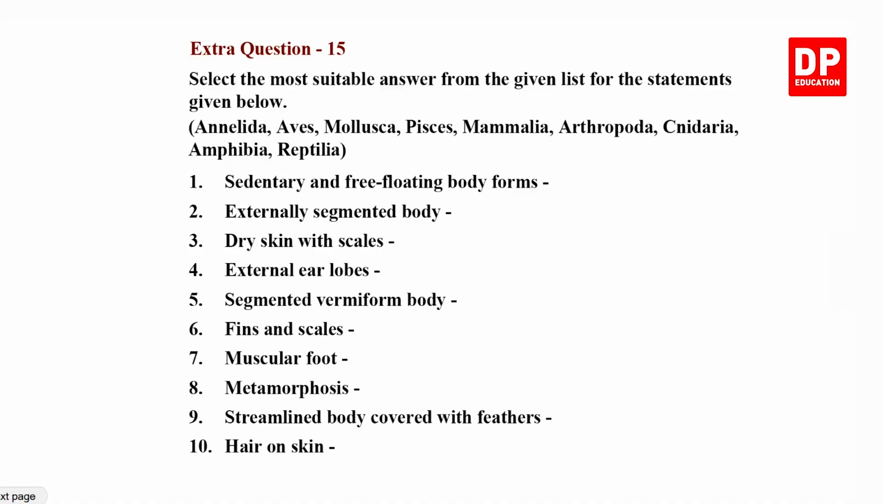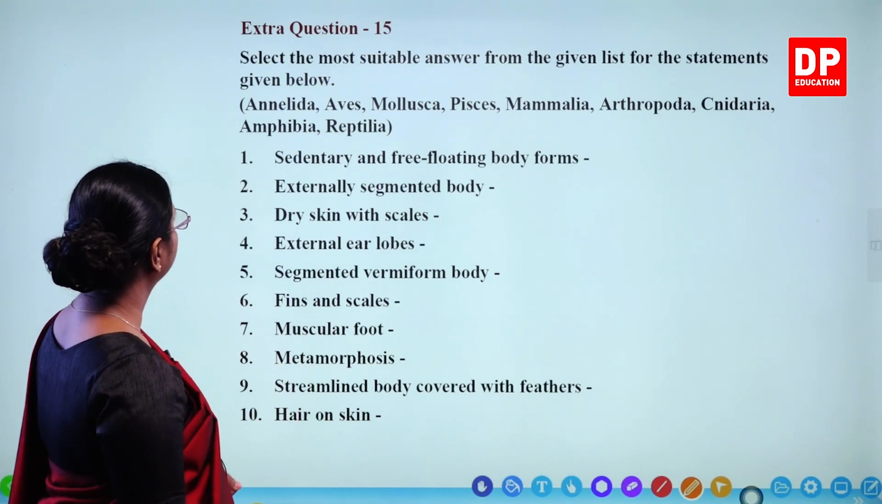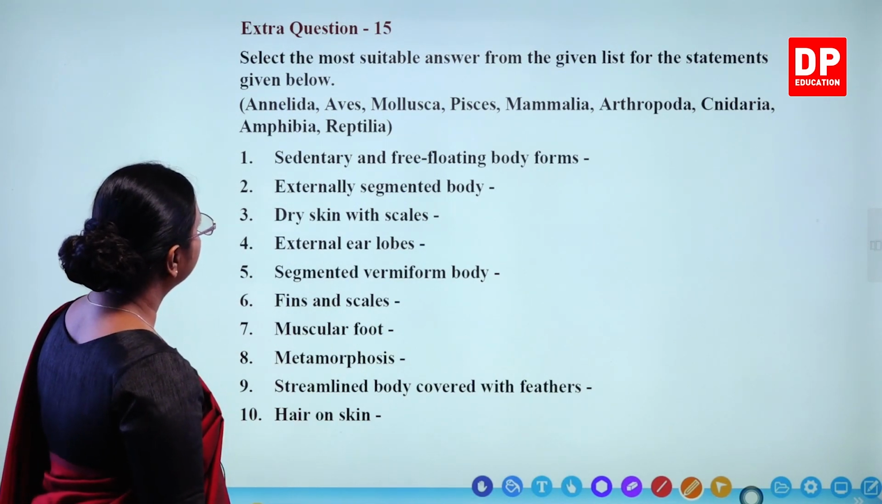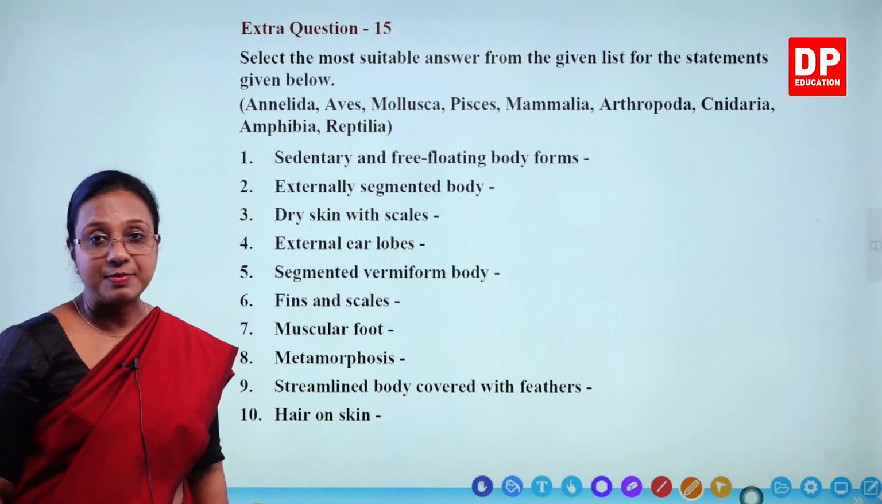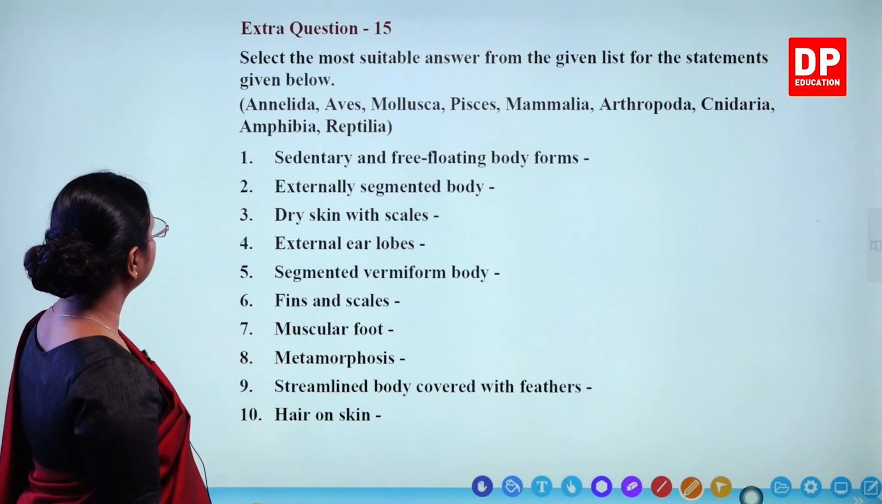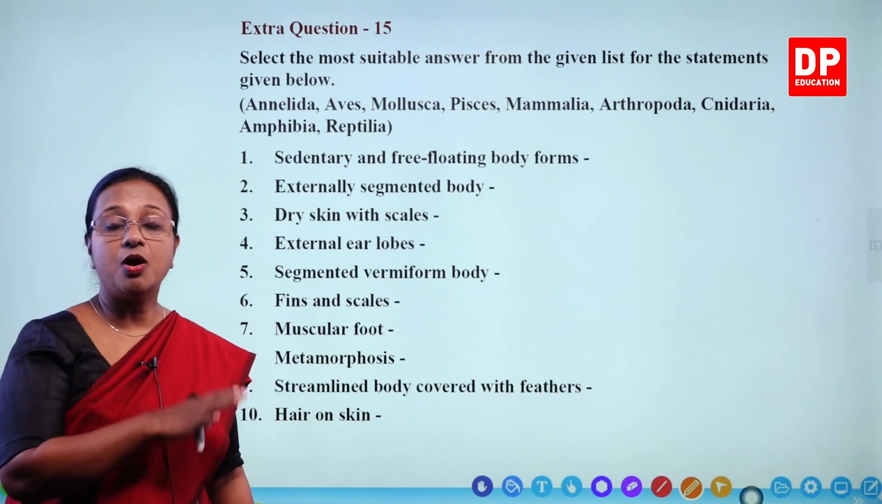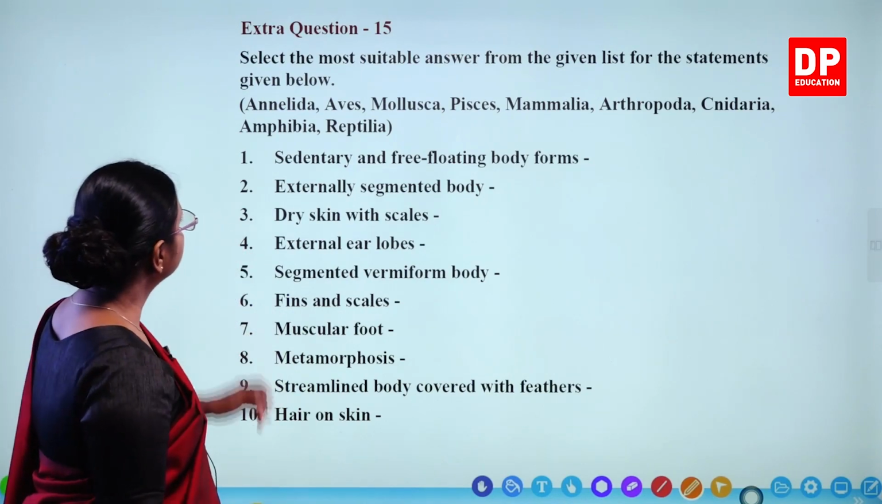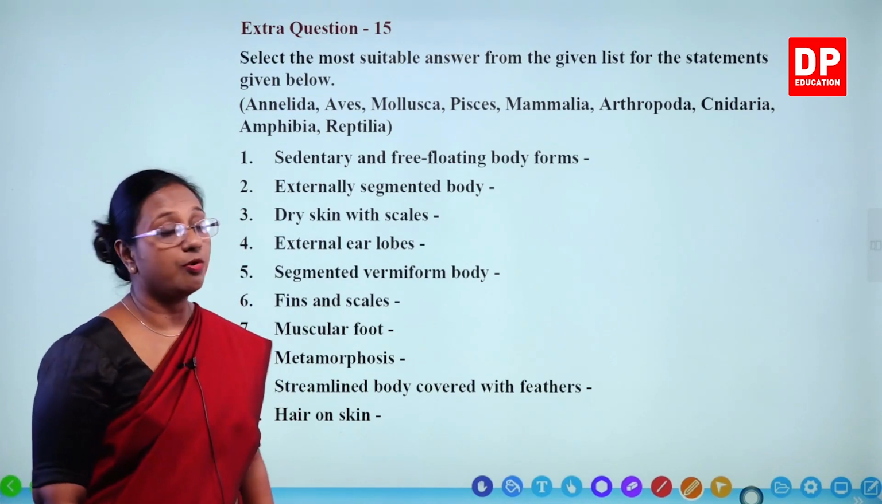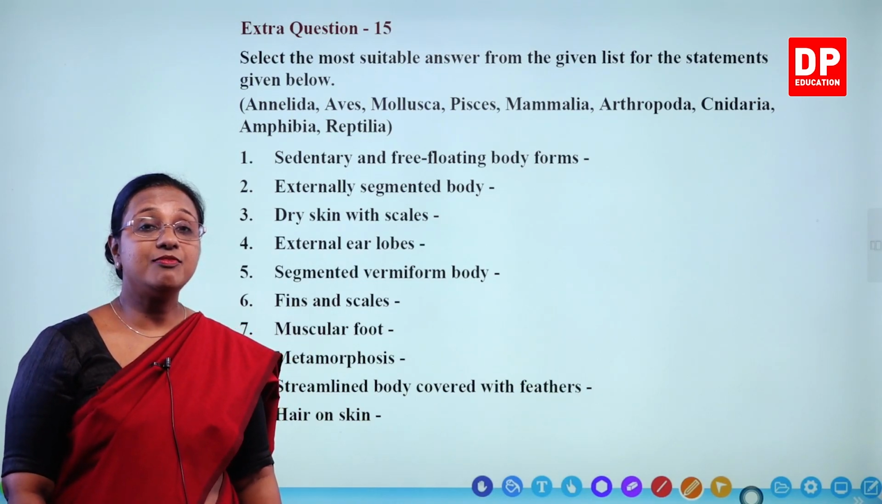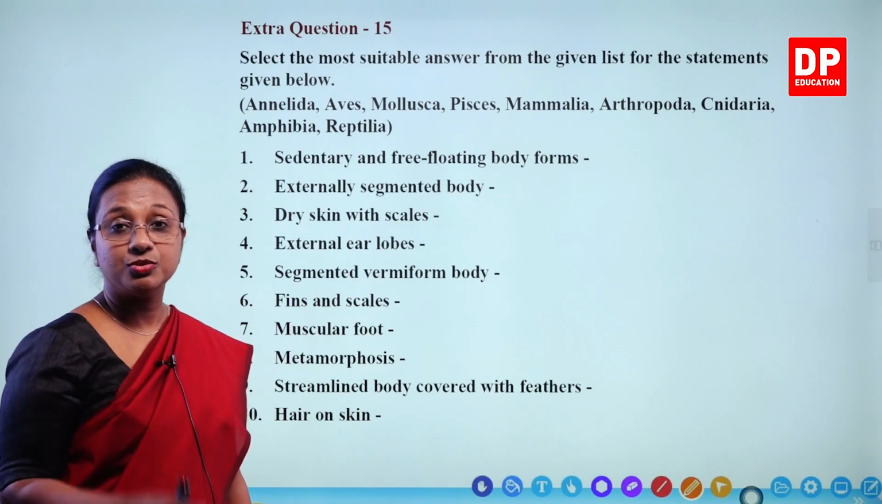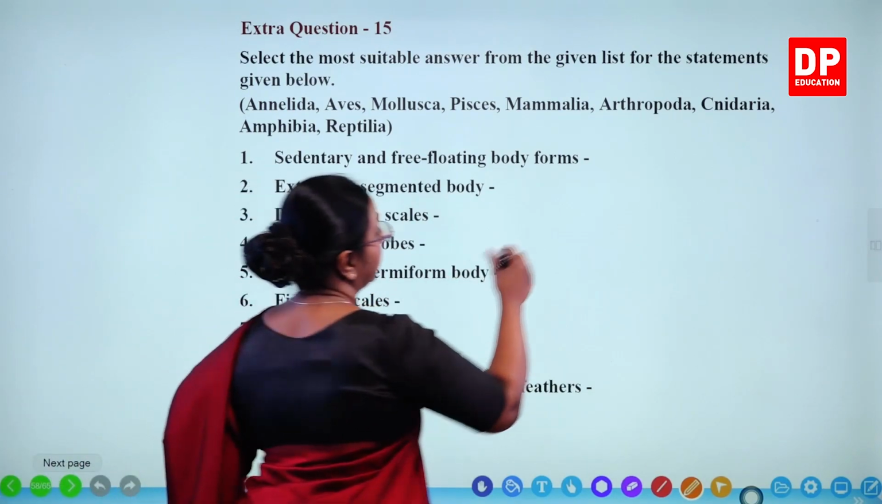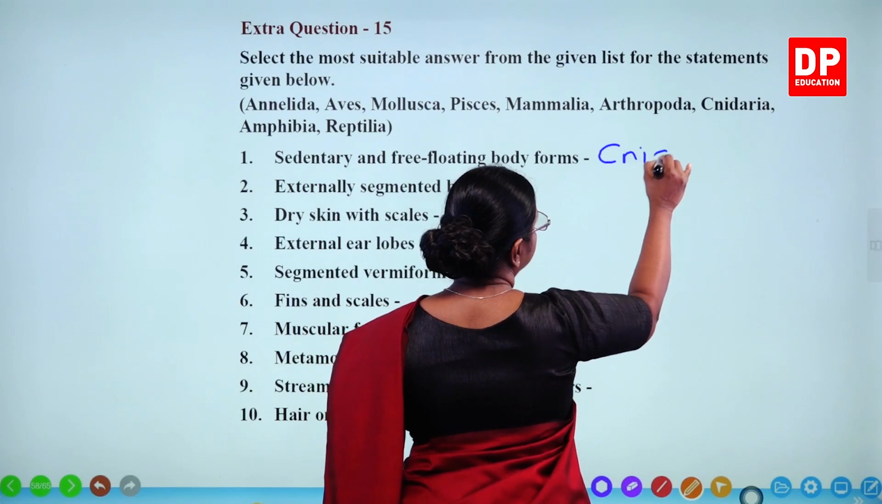With that, I will move on to the next question, extra question 15. Select the most suitable answer from the given list for the statements given below. So the answers are Annelida, Aves, Mollusca, Pisces, Mammalia, Arthropoda, Cnidaria, Amphibia and Reptilia. All the vertebrate and invertebrate groups of animals. So sedentary and free-floating body forms. What group has sedentary and free-floating body forms? It's Medusa. So that it belongs to group Cnidaria.